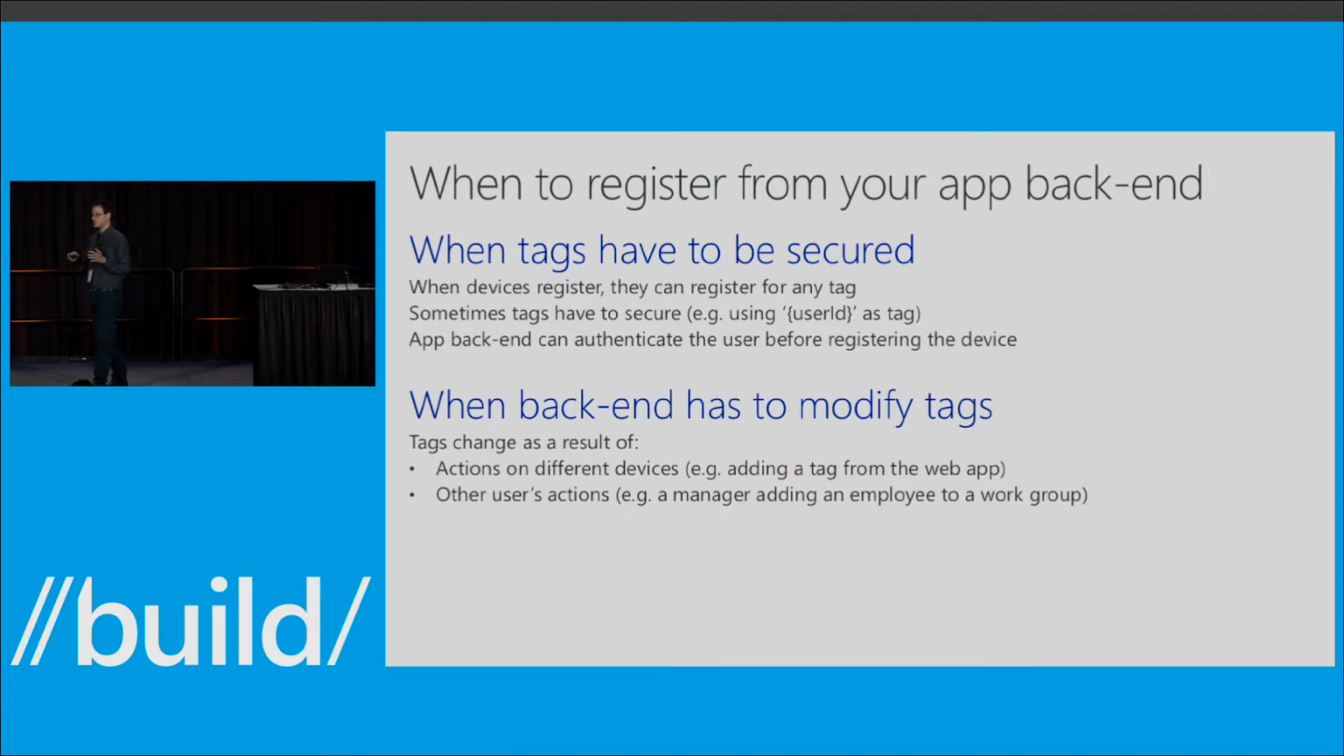Sometimes you want to modify a tag because of actions that happen on another device. So I modify something on the web version of the app, and I want the change to be reflected on my phone. Or it can be the result of other users' actions. So a manager might be adding an employee to a work group. The employee's phone had nothing to do with the addition of that tag. Sometimes tags can also be derived from analytics or other user data or CRM systems. Now a certain person is platinum and not gold, or is losing the gold status.